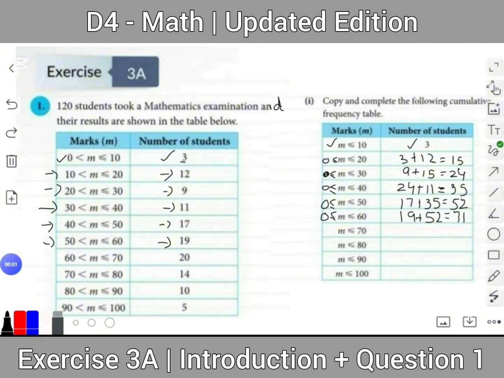Seventh entry. So the class interval of 60 to 70 with the frequency of 20. The marks need to go from 0 to 70. Now we are going to add on this new frequency of 20 to the previous total, and that was 71. So 20 plus 71 gives us the cumulative frequency of 91.